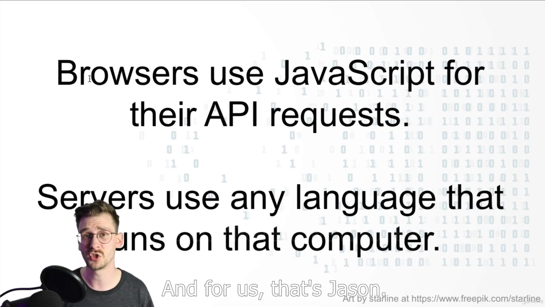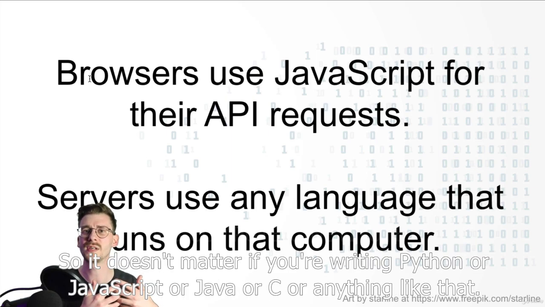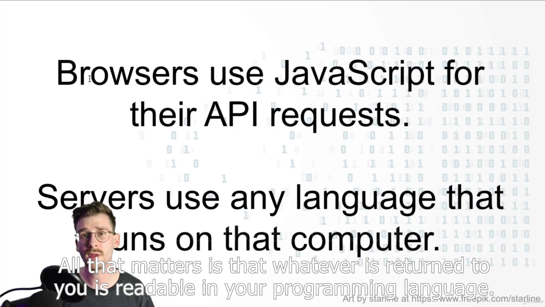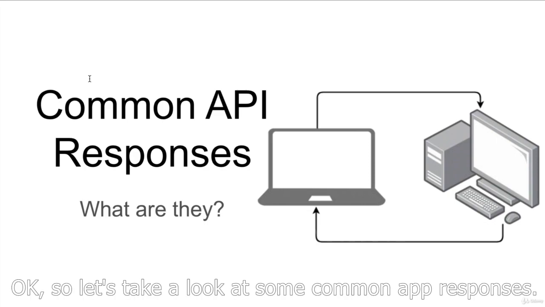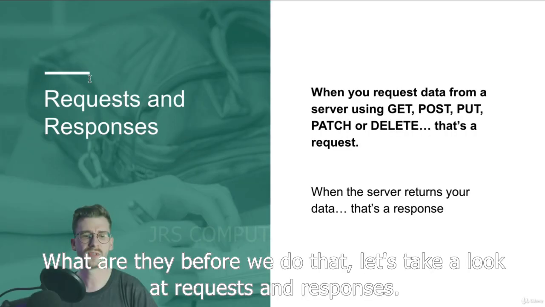And for us, that's JSON. JSON is that nice middle ground. So it doesn't matter if you're writing Python or JavaScript or Java or C or anything like that. All that matters is that whatever is returned to you is readable in your programming language. Okay, so let's take a look at some common API responses. What are they? Before we do that, let's take a look at requests and responses.